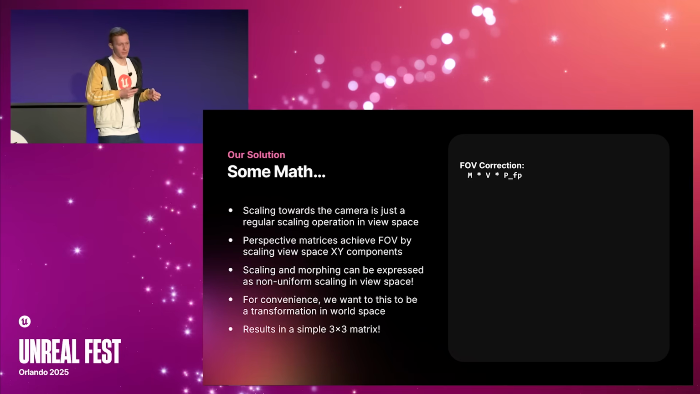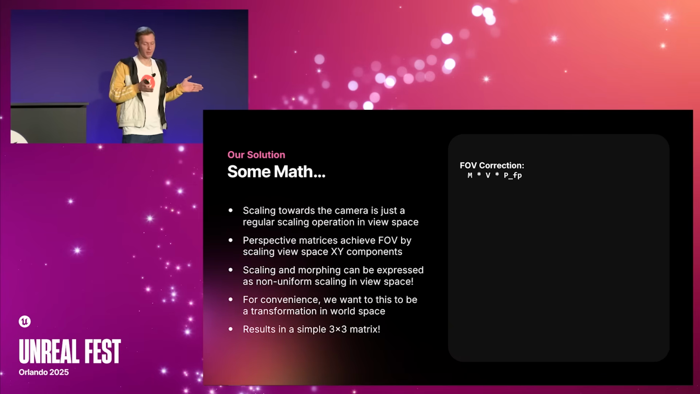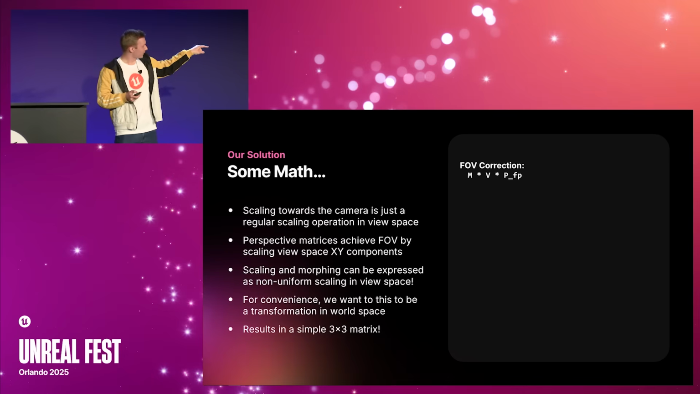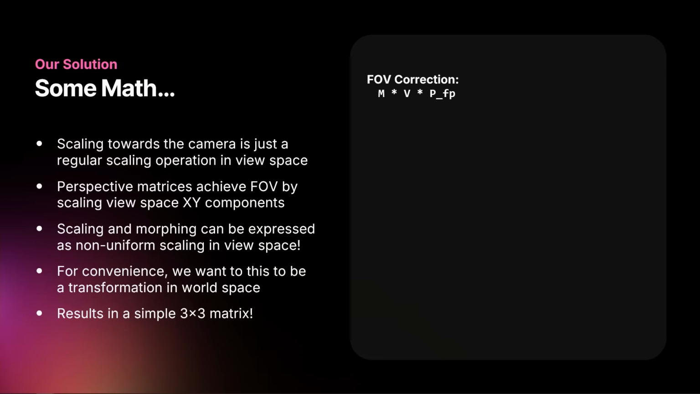Then the V is the view matrix that transforms into view space, which is a space that is relative to the camera. And then the P is the perspective projection matrix. That one achieves the field of view and essentially makes things that are further away smaller. You will notice that I added this underscore FP. That is supposed to be our first person projection matrix, the one with the field of view that we want to achieve. But what we're really looking for is this matrix T, which we can slot in between the model matrix and the view matrix.